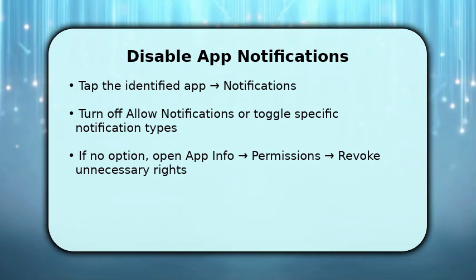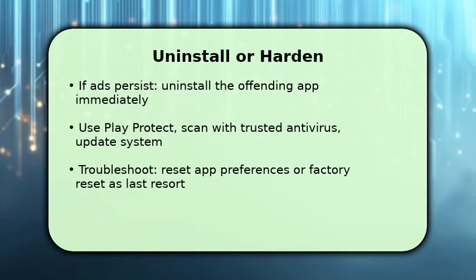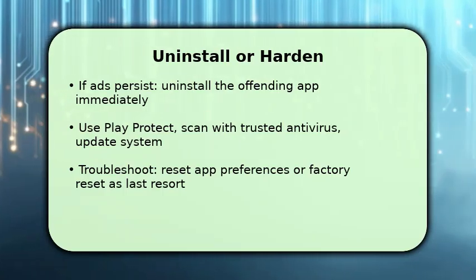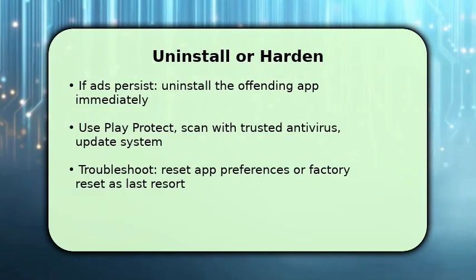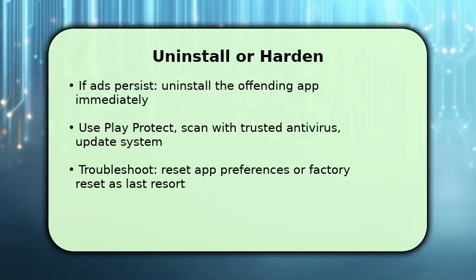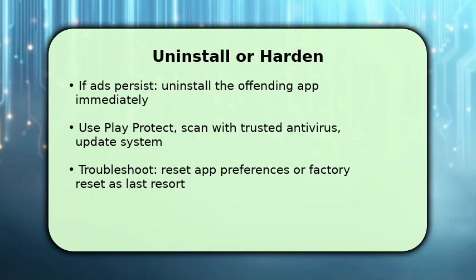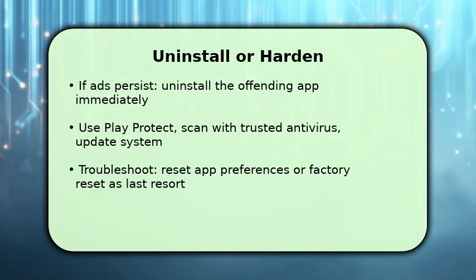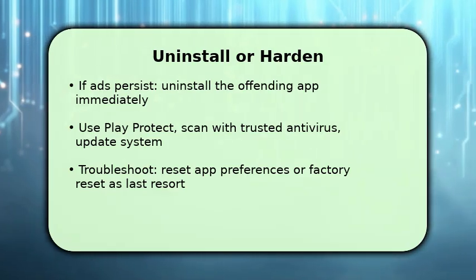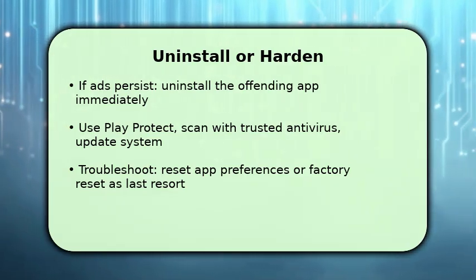If notifications continue after disabling settings, remove the offending app entirely. Uninstalling stops ads at the source. You should run Play Protect or a reputable scanner to find other suspicious apps, then update Color OS and apps so exploits are patched. If the problem persists, reset app preferences to restore defaults without losing data. Make sure to back up first.